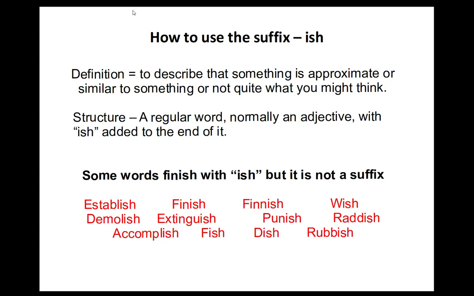So basically, as a definition or explanation, -ish as a suffix is describing something that is approximate or similar to something, or not quite what somebody thinks. So you're basically just adding it. This is what we do. We get normally an adjective. We add -ish at the end of the word, and it basically says it's more or less that, it's approximately that.